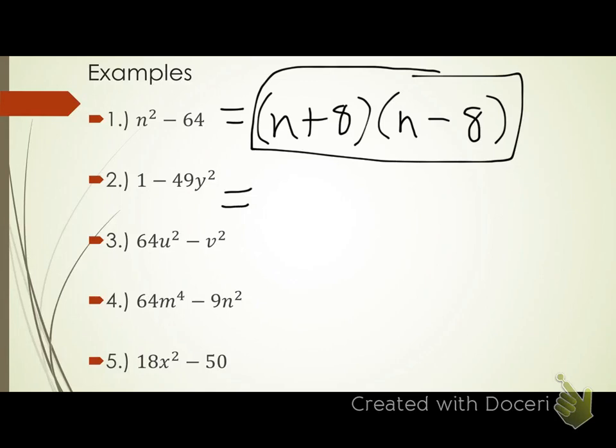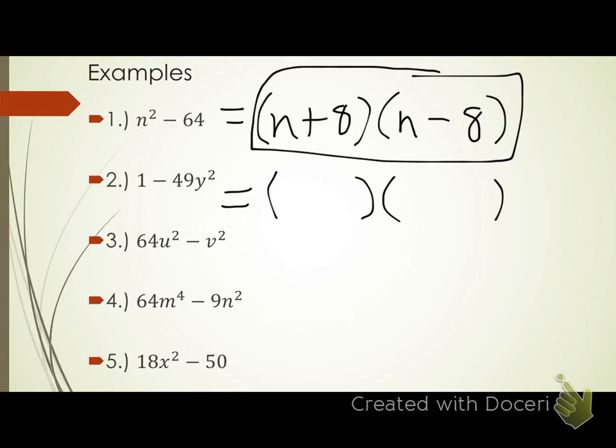Number 2. Is this a difference of squares? Yes. Let's go through the steps here. Is it a minus sign? Yep. Can I take the square root of 1? Yeah. Can I take the square root of 49y squared? Yes, I can. So let's draw our parentheses here.